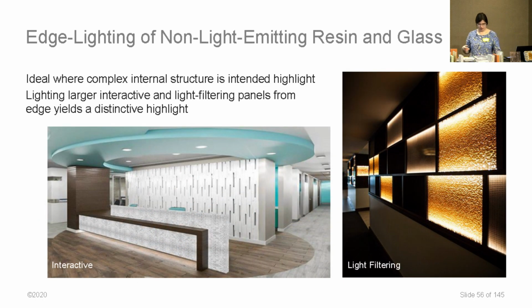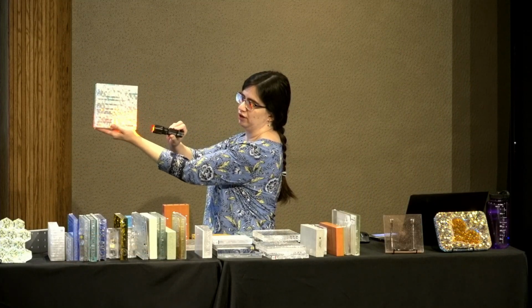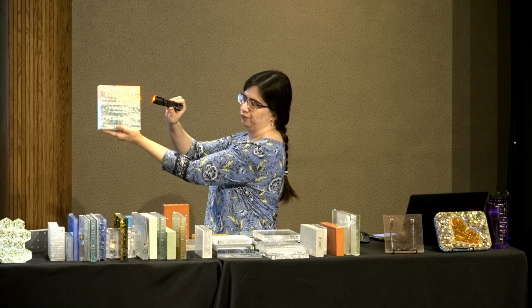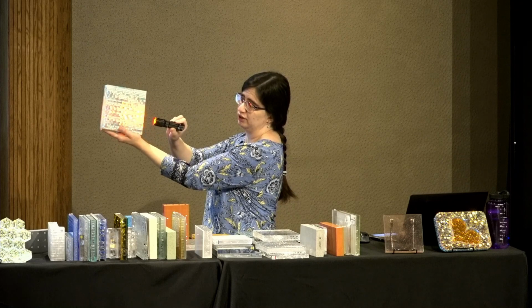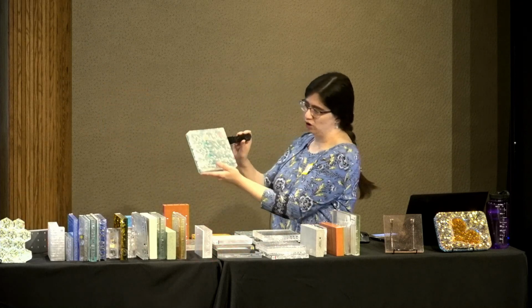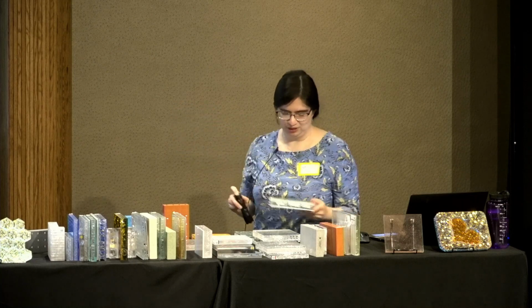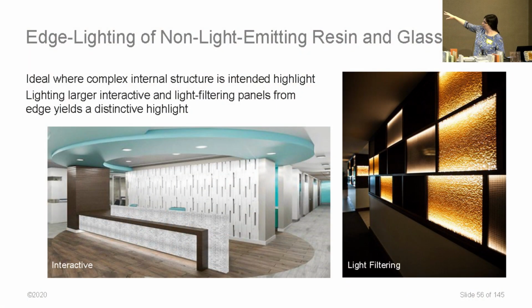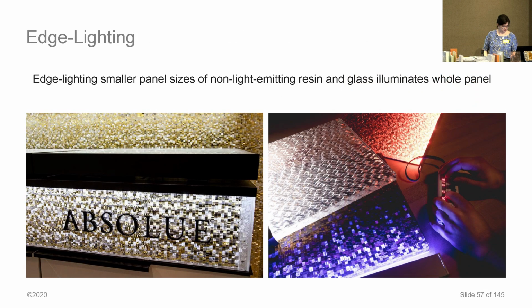Some people will also edge light the non-light emitting resin and glass, like this one, for example. And it does create a cool textured effect. It emphasizes that internal structure. For larger installations, this will have a fall off of light. For very small installations like my sample here, you can see it does light all the way through. But in those pictures, you can see a highlight at the edges, and then it has a fall off. And there's some tiny ones.